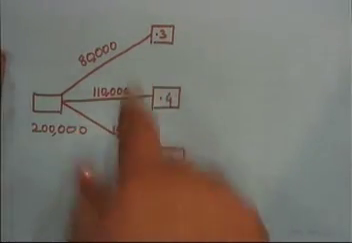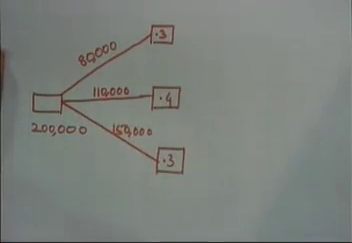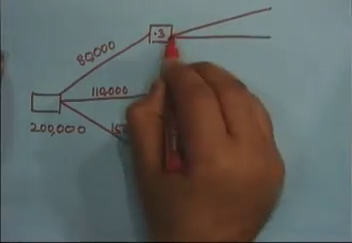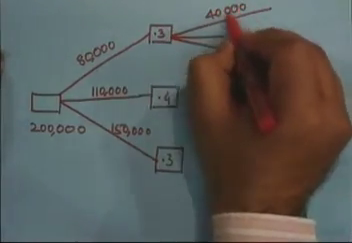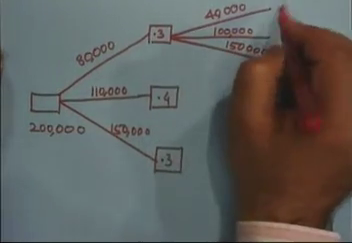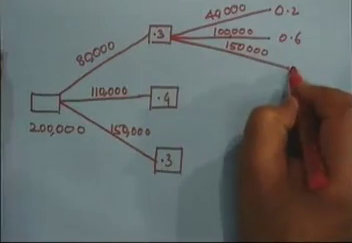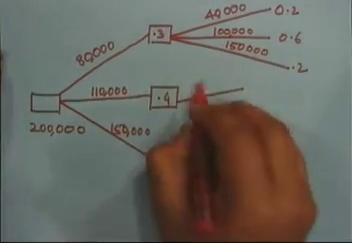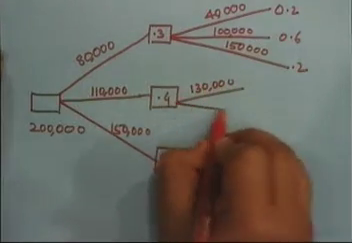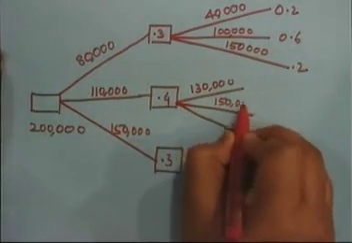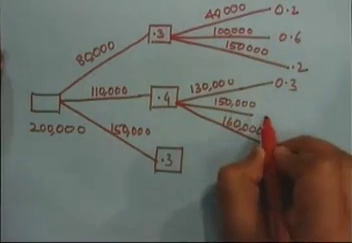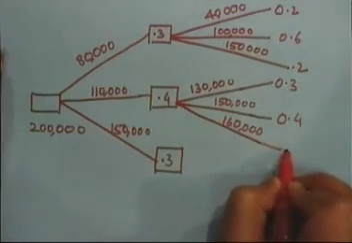Now, if this condition prevails, that means if at the end of year 1 I am receiving 80,000, in year 2, I have a probability of receiving 40,000, 100,000, 150,000 with probability values of 0.2, 0.6 and 0.2. Again, if I am getting 110,000, I am expecting that I will get 130,000, 150,000 and 160,000 with the associated probability value of 0.3, 0.4 and 0.3.